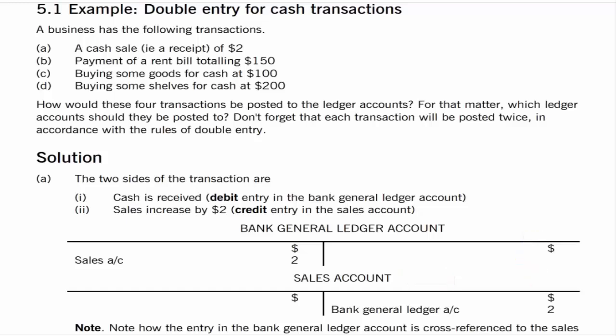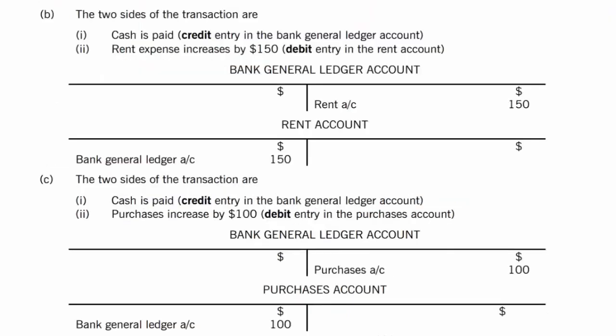Recording in ledger accounts, bank general ledger account, cash, debit $2. Sales account, credit $2. Transaction B. Payment of a rent bill of $150. What happens? The business pays rent. This reduces its cash balance and increases its rent expense.